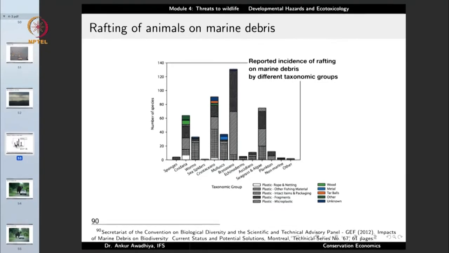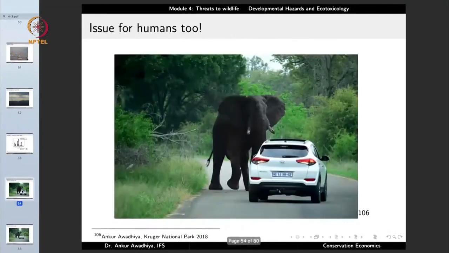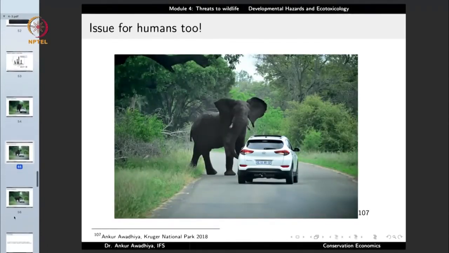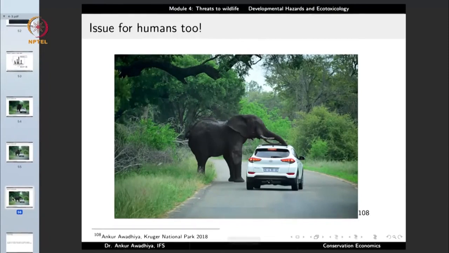More and more invasive species are now able to reach more and more areas. And this is an issue not just for animals, but this is an issue for humans. Because ultimately, the well-being of humans is getting impacted because of these conflicts, because of this trashing of the planet.